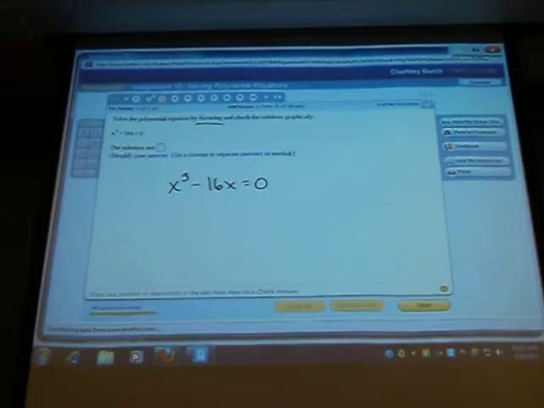Okay, it tells me to solve by factoring. So how can I factor this? What can I factor here? Okay, I've got an x in common that I can take out. So let's take that x out. That leaves me with x squared minus 16.